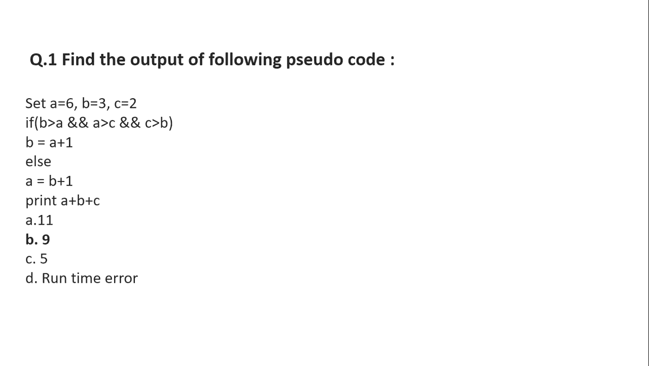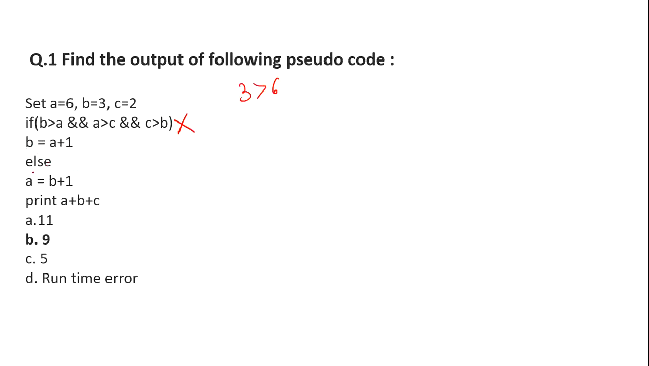So here's our first question. This is a pseudocode. Here we have set A equal to 6, B equal to 3, C equal to 2. These values are provided to A, B and C. Right now there is a condition: if B greater than A. What is the value of B? 3 greater than 6. Is the condition true? No, right? And we know in case of AND, even if one condition is false, all conditions are going to be false. So we won't move further in this if condition.